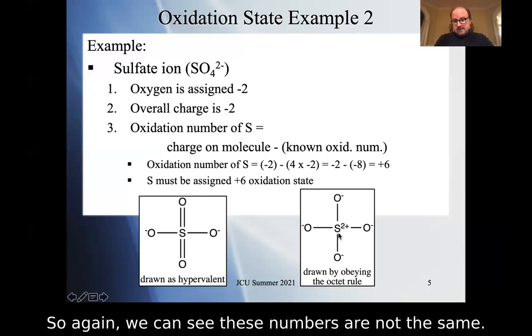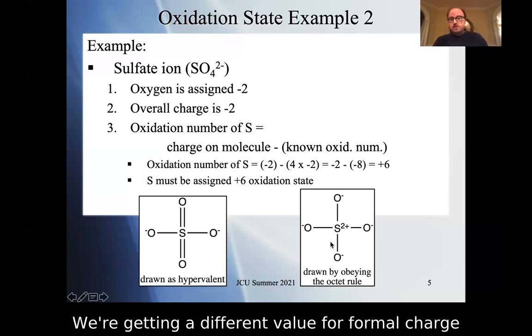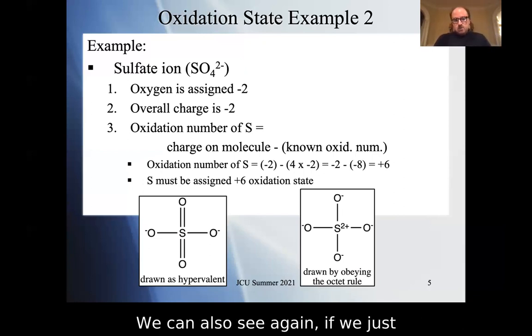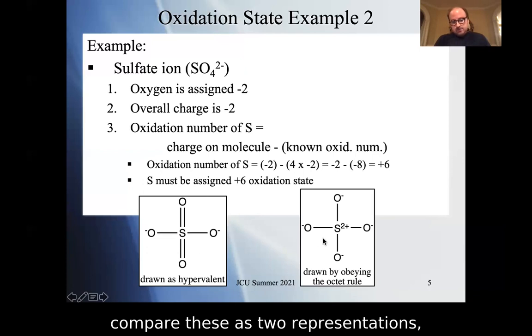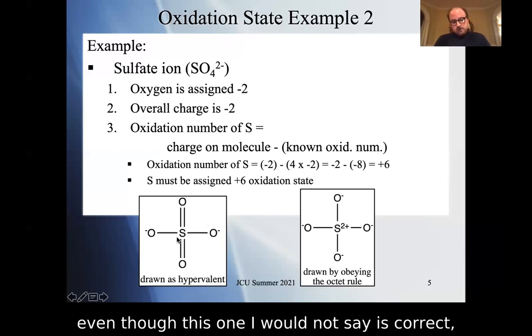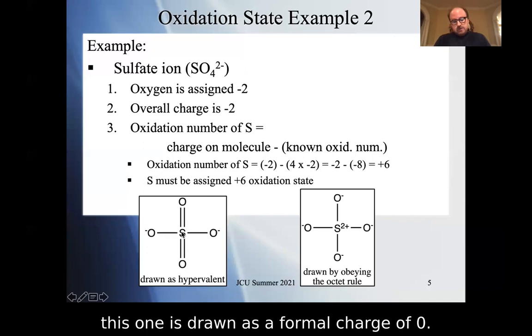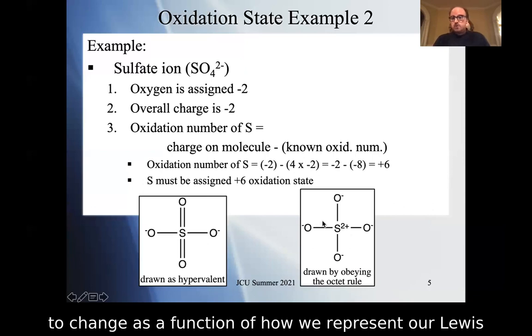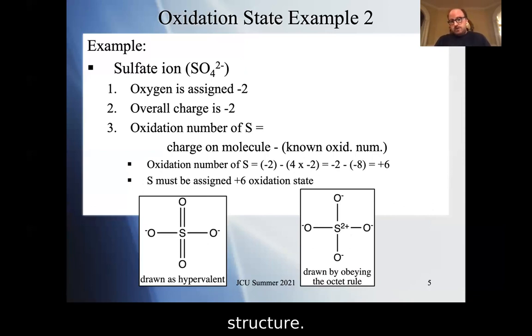So again, we can see these numbers are not the same. We're getting a different value for formal charge and a different value for oxidation state. We can also see, if we just compare these as 2 representations, even though this one I would not say is correct, this one is drawn as a formal charge of 0. So the formal charge here is going to change as a function of how we represent our Lewis structure.